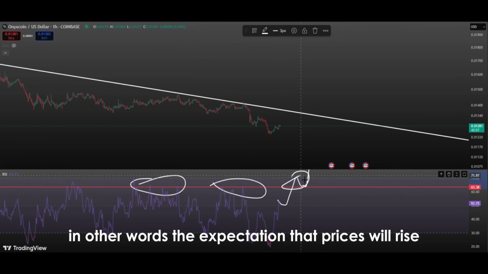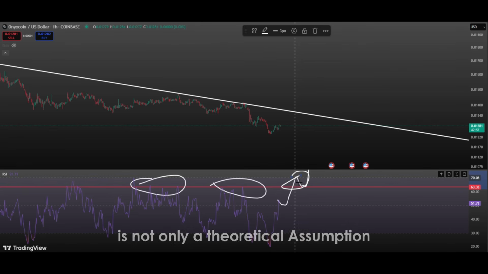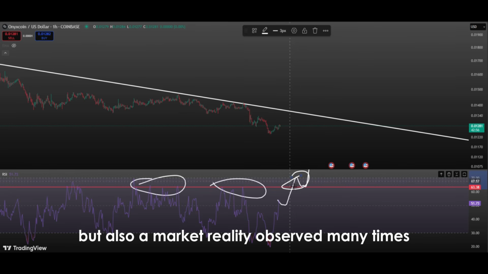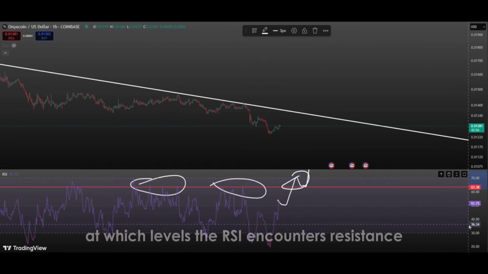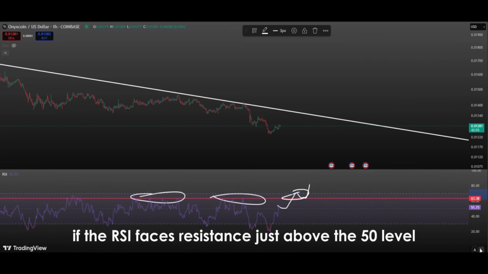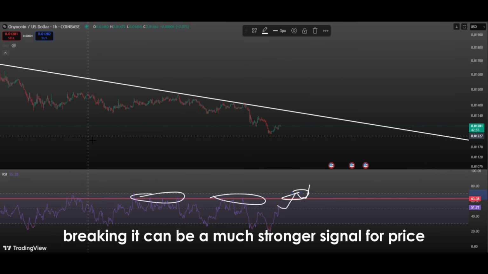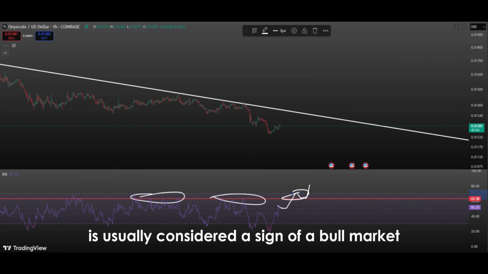In other words, the expectation that prices will rise if the RSI breaks its resistance is not only a theoretical assumption, but also a market reality observed many times. At this point, it is also important to note at which levels the RSI encounters resistance. For example, if the RSI faces resistance just above the 50 level, breaking it can be a much stronger signal for price.